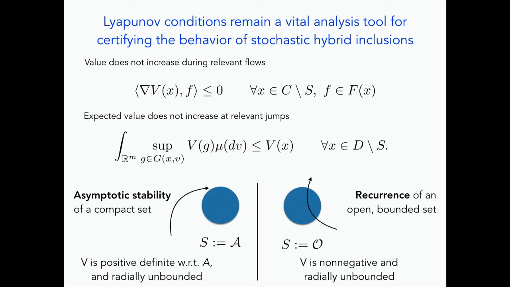In that case, we would add to these Lyapunov conditions the assumption that V is positive definite with respect to A. That is, it's 0 in A and positive otherwise, and that it grows radially unbounded.